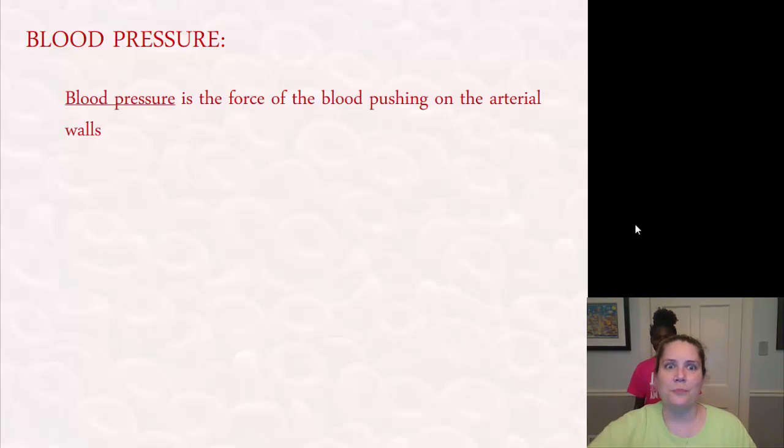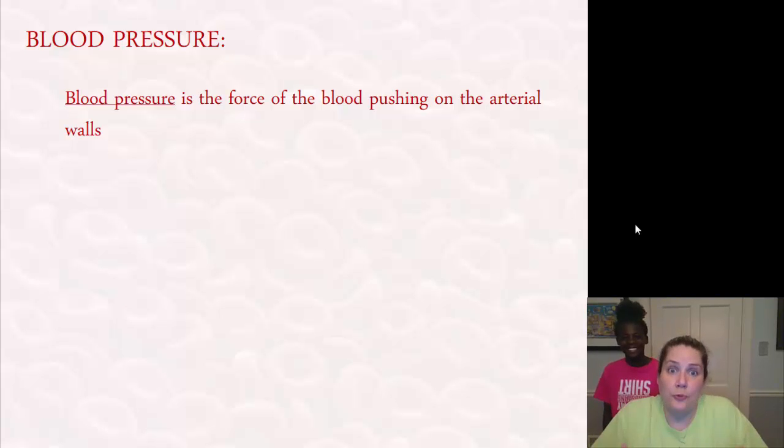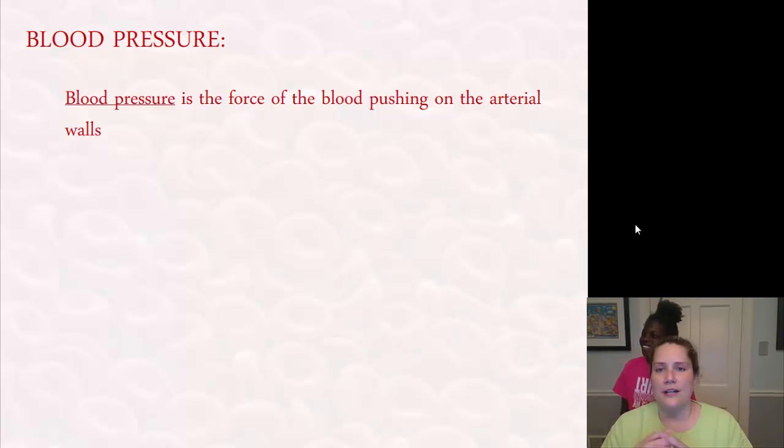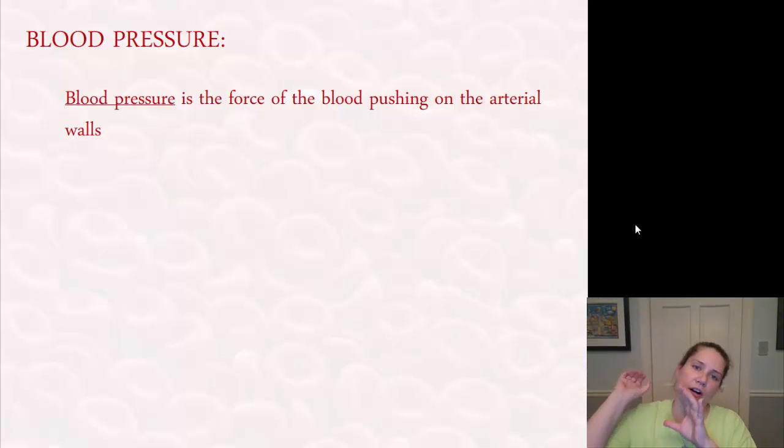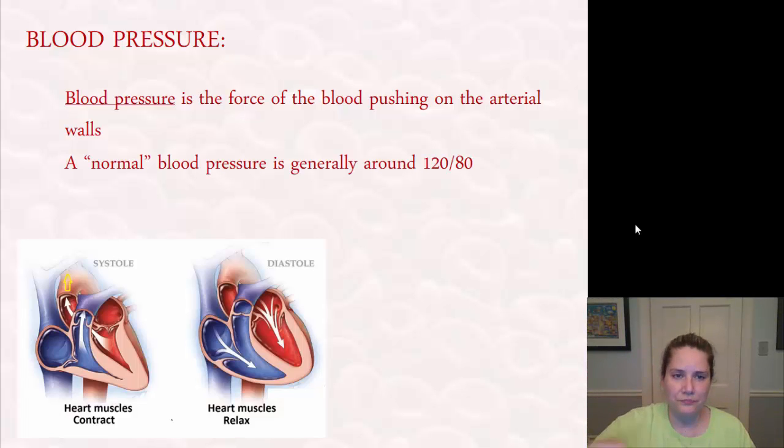Okay, so blood pressure. Blood pressure is the force of blood pushing on the arterial walls. It's literally the pressure created by blood. And it's measured in arteries because that's where the heart is pushing blood the hardest. A normal blood pressure is generally around 120/80. Again, that's another thing that's going to change depending on how old you are, how fit you are, what your genetics are, various things about you.